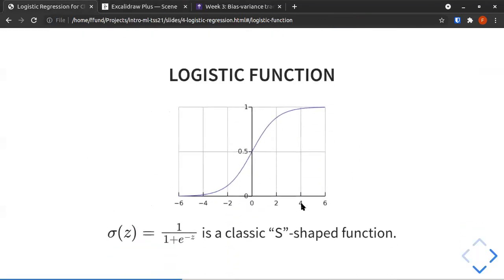A sigmoid looks like this. It's a classic S-shaped function. It's defined as, let's say, sigmoid of z is 1 over 1 plus e to the minus z. And the reason we like the logistic function here is it actually has a nice derivative, which makes an easy update rule if we want to train it using gradient descent. And as a probability, it also has a nice intuition.